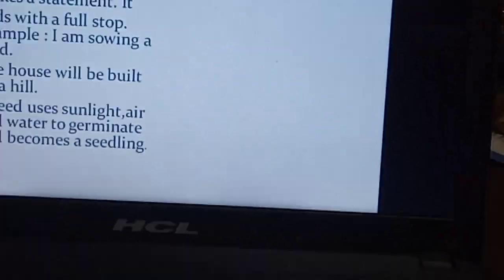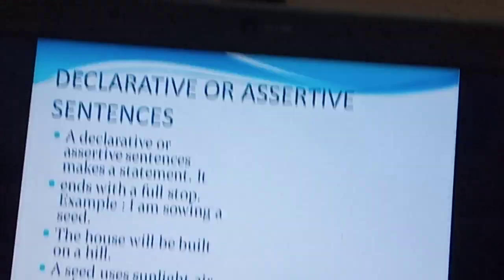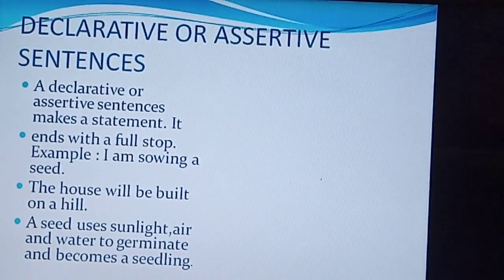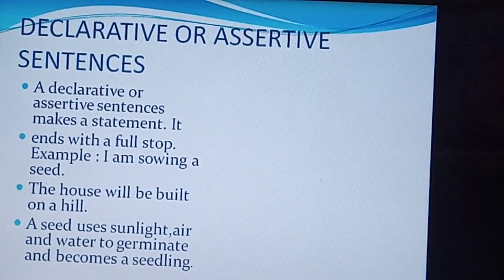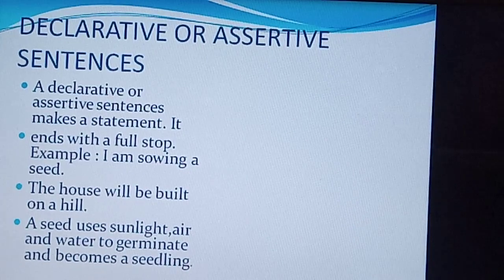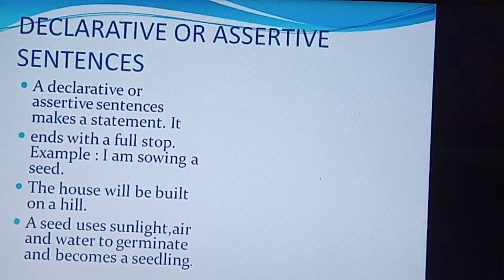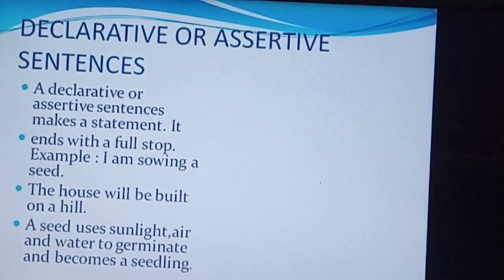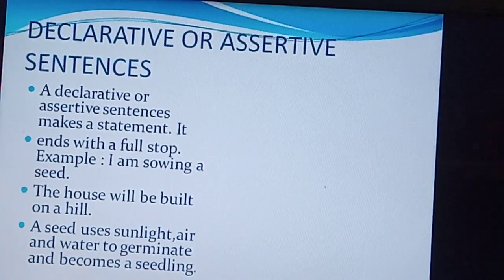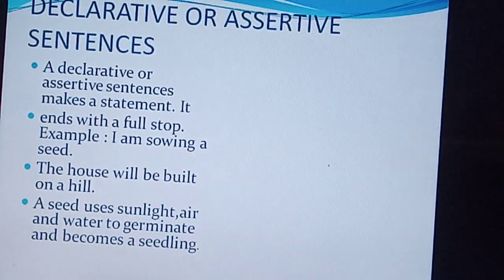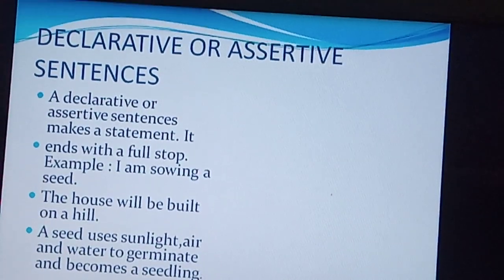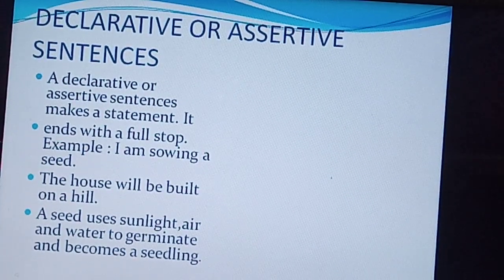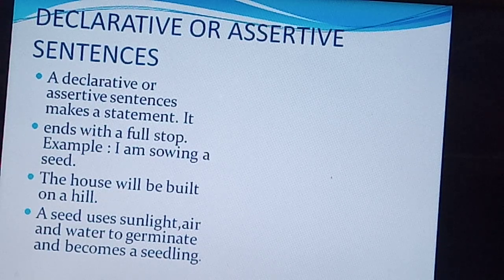Now, declarative or assertive sentences. A declarative sentence is also known as an assertive sentence. A declarative or assertive sentence makes a statement. It ends with a full stop. For example, I am sowing a seed. The house will be built on a hill. A seed uses sunlight, air, and water to germinate and becomes a seedling. These all are examples of a declarative or an assertive sentence.